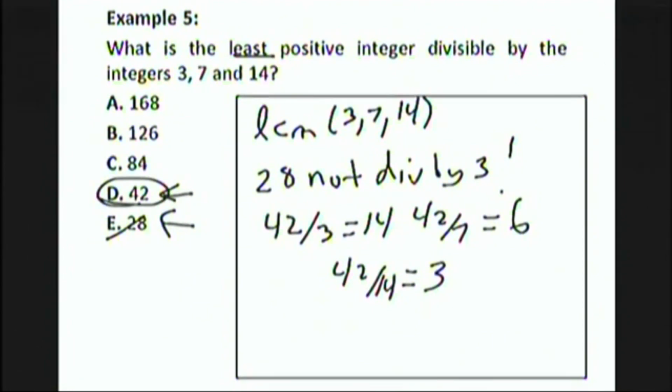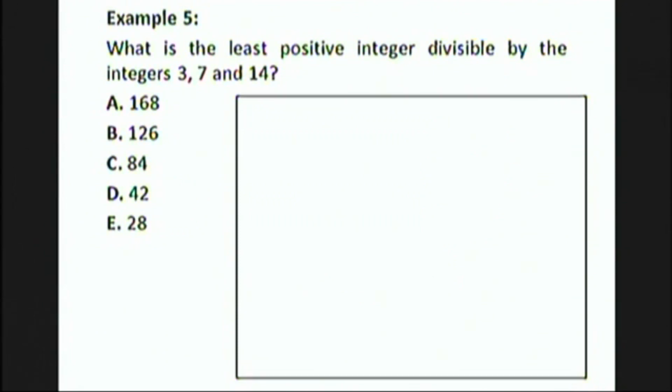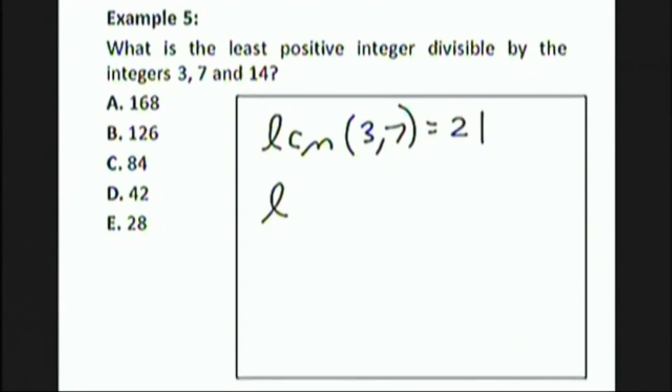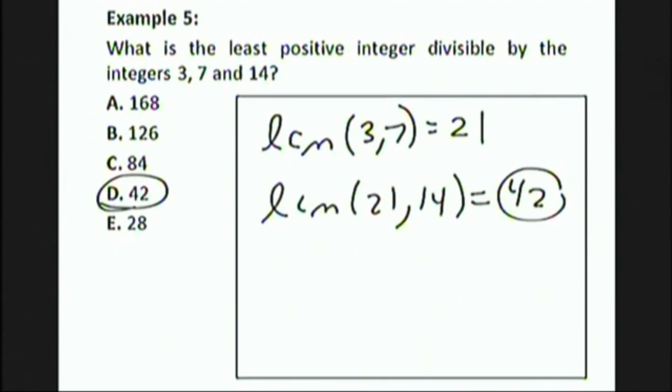If we do this one using our calculator, we have to adjust our strategy a little bit because for some reason the TI-84 calculator can only take 2 inputs at a time when computing the LCM. So to do this with your calculator, first compute the LCM of 3 and 7 to get 21, and then compute the LCM of 21, the answer we just got, together with 14, and that will give you 42. Once again, choice D.